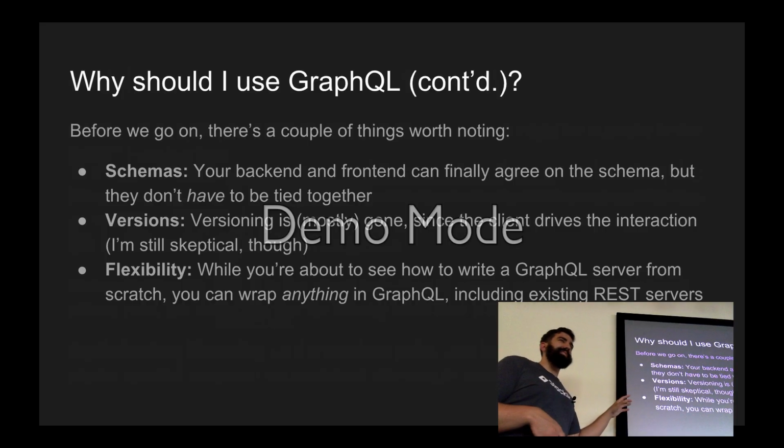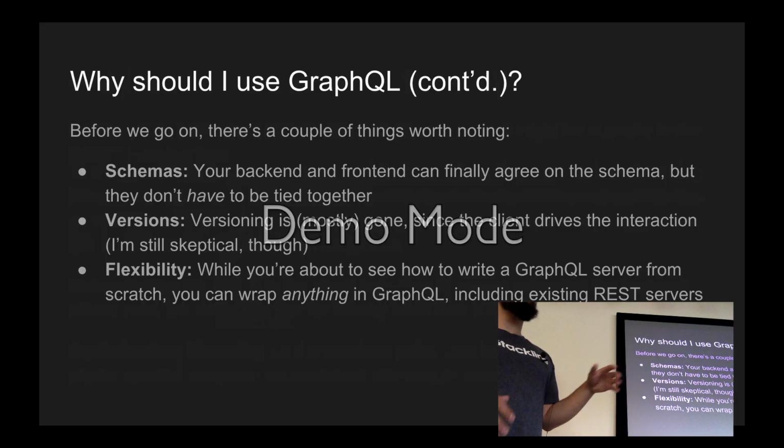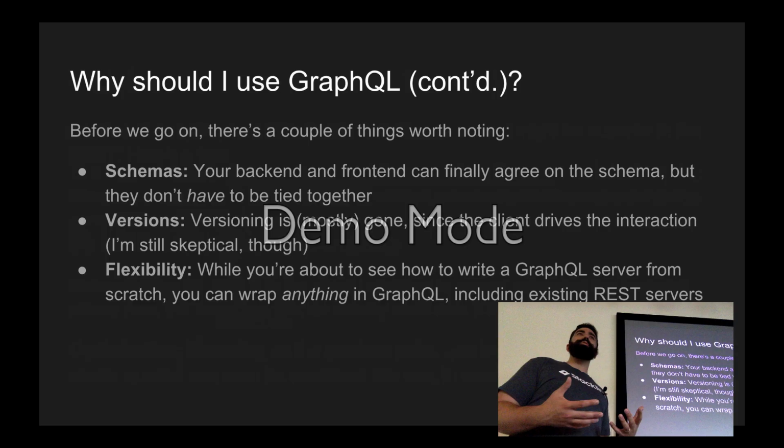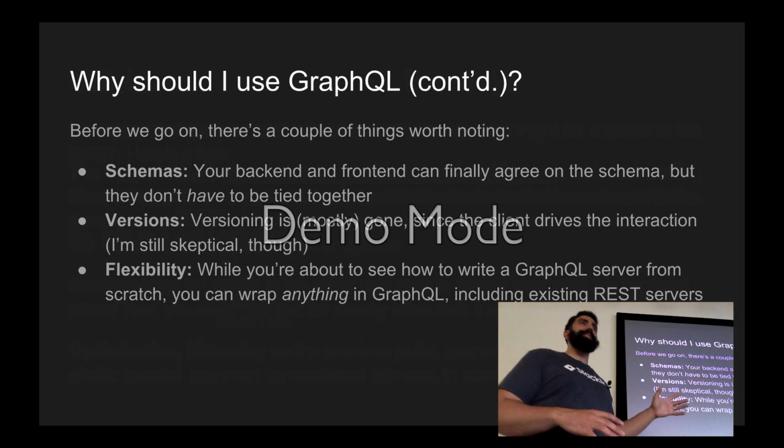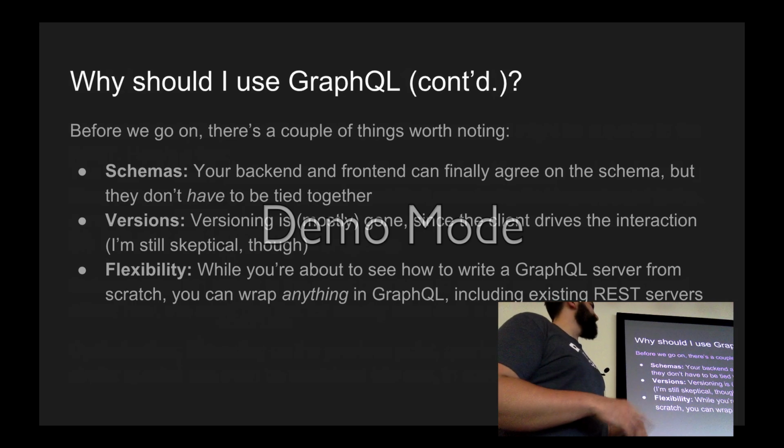I read this somewhere, and I don't fully agree. I am kind of skeptical. They say versioning isn't really a thing anymore because you can just add and remove and change things. Technically, it's very easy to create a GraphQL API where you can break clients by changing something innocuous.